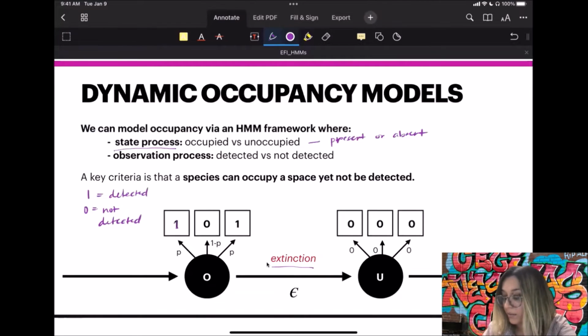And so again, in large part, we're interested in these zeros, because these zeros in our time series can mean that the animal is actually occupying that space, or that it was not occupying that space.